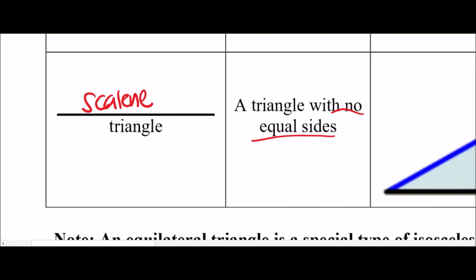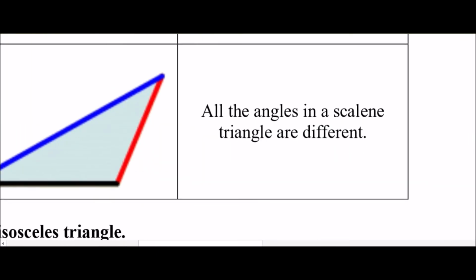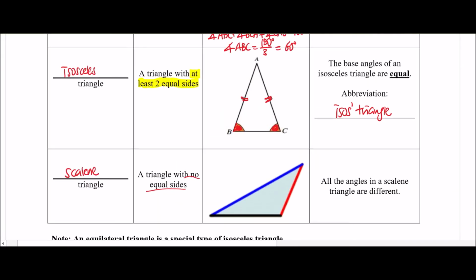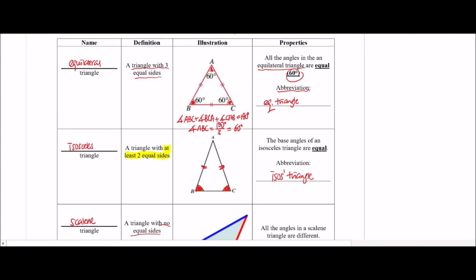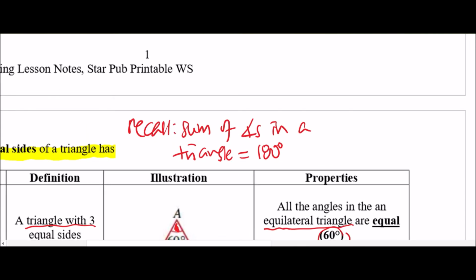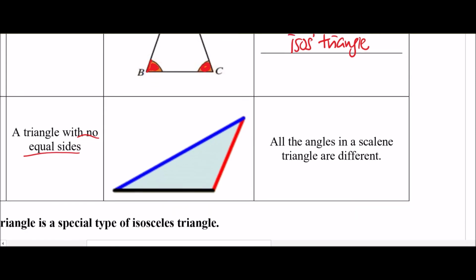S-C-A-L-E-N-E, scalene triangle. All the angles in a scalene triangle are different, of course, because none of the sides are equal. But one thing in common that is still applicable for all three types of triangle is this: the sum of the angles inside the triangle all add up to 180 degrees. I don't care which type.